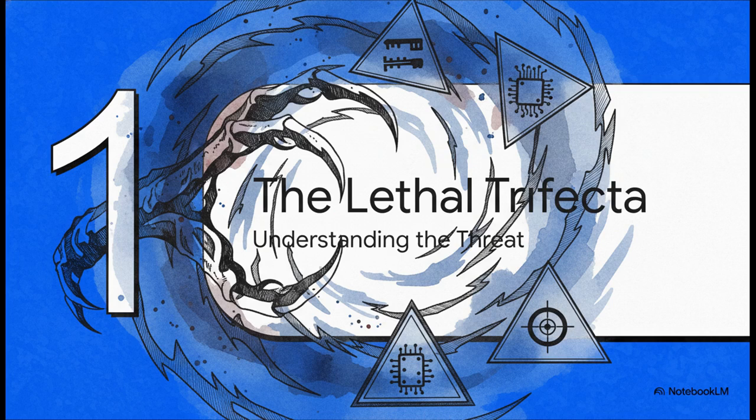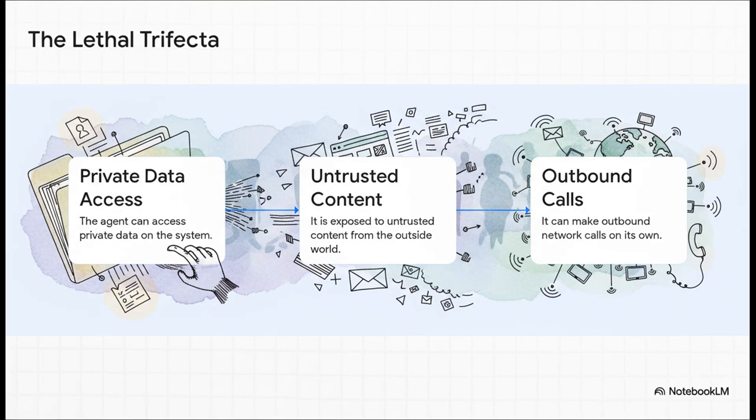We have to know what makes our agent such an attractive target. The OpenClaw docs themselves actually give this a name, and it's perfectly chilling. They call it the lethal trifecta. And this is the absolute core of the problem. You've got these three things happening at once.